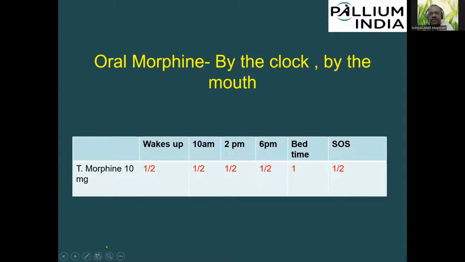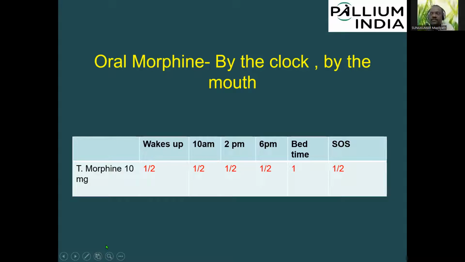Okay. Just one example: say the IV dose comes to around 60 mg. How do we go about it? You can directly convert to 60 mg. Okay, 60 mg again throughout the clock we need to give? No, it's the single dose, 60 milligram 4 hourly.